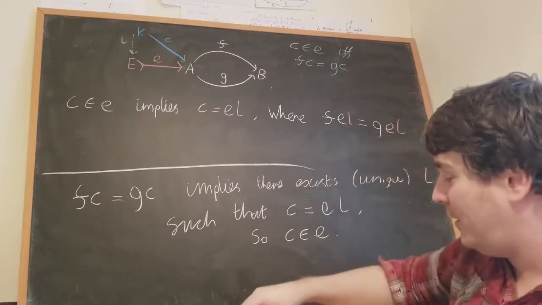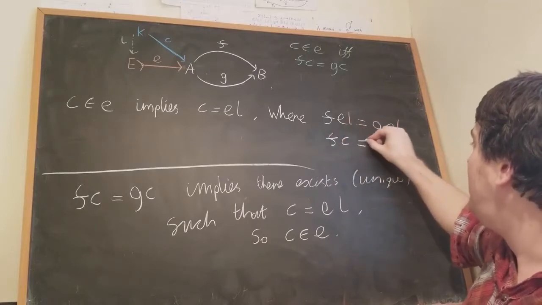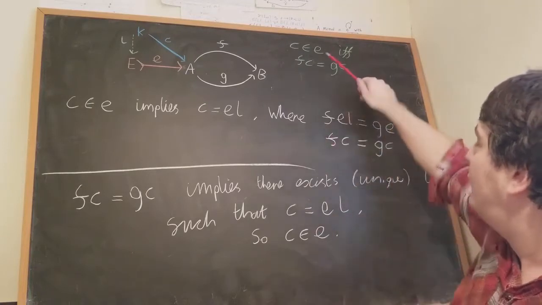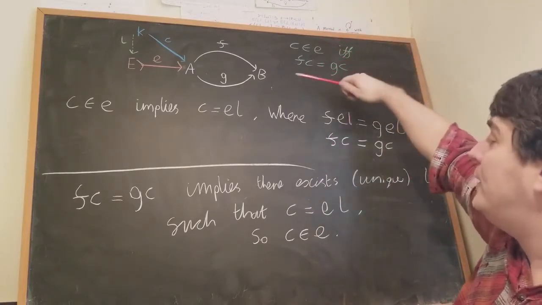It's C. Okay, so what does this say? It says F after C equals G after C. And that's what we wanted. Okay, so now we have that this implies this. How do we go the other way around?